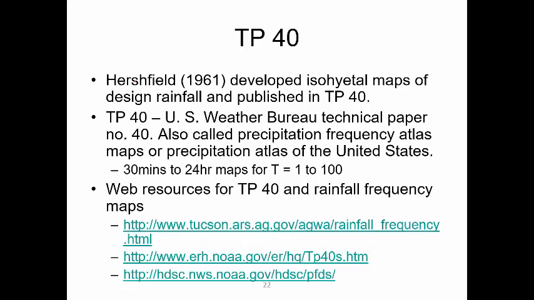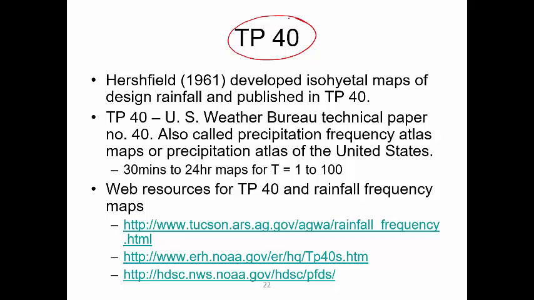Okay, so one of the original sources of information is called TP40. That's the U.S. Weather Bureau Technical Paper Number 40, and a lot of that information is still valid. It's from 1961. So there are a lot of movements that say it's time to change that, because yesterday's 50-year storm is today's 100-year storm. So that has to be revised.